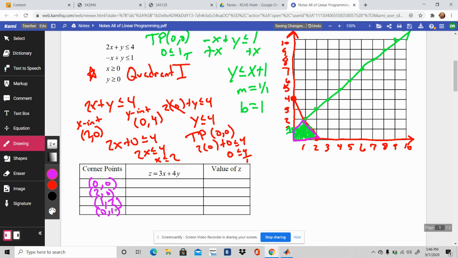All right, so then you take your corner points and plug them into the objective function. Remember, in an ordered pair, you have your x followed by your y. So we take 3 times the x plus 4 times the y. 3 times 0 plus 4 times 0 is 0. We take 3 times 2 plus 4 times 0, which gives us 6 plus 0, which is 6. We take 3 times 1 plus 4 times 2, which gives us 3 plus 8, which is 11. And we take 3 times 0 plus 4 times 1, which gives us 0 plus 4, which is 4.